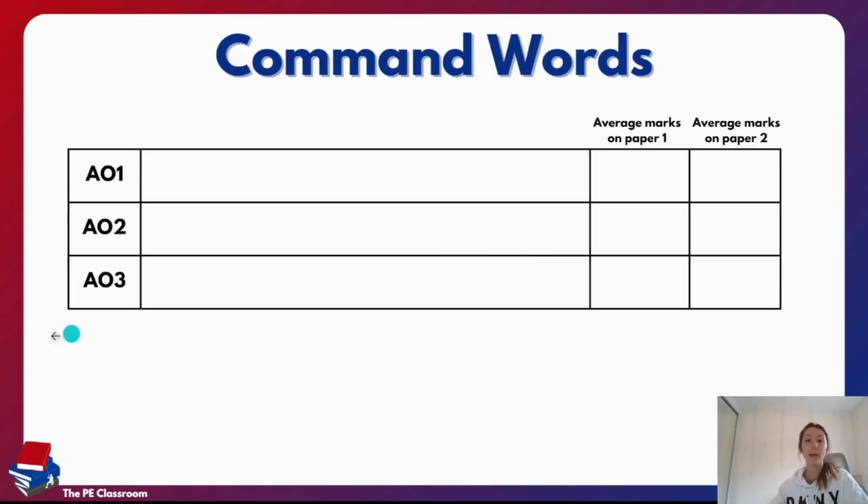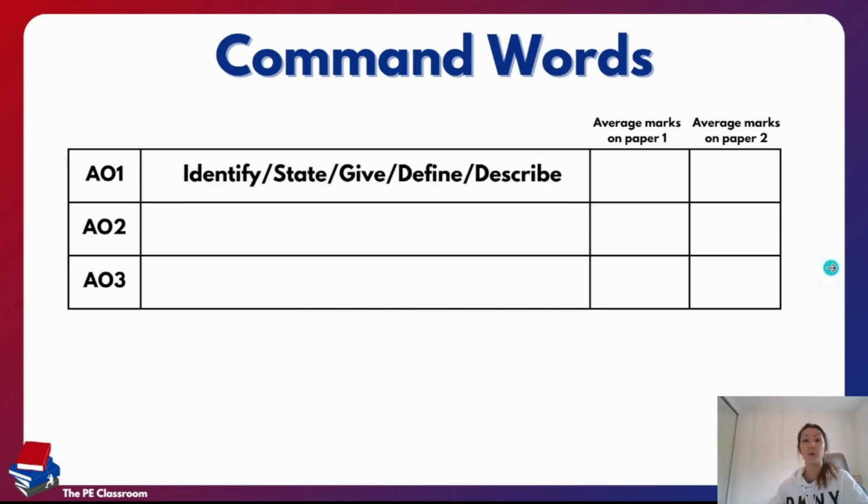Okay, so before we go into each assessment objective, you need to be familiar with the different command words that can come up on your exam. These are essential as they are an indication of how to answer a question. Okay, so AO1 questions typically have identify, state, give, define, describe, etc.